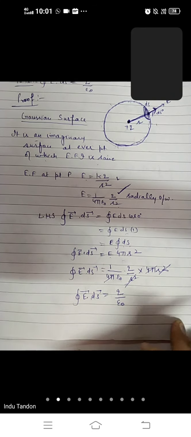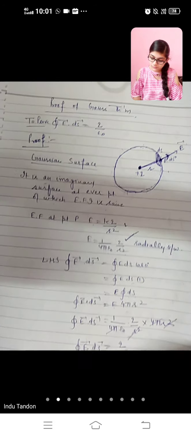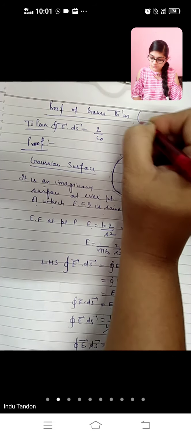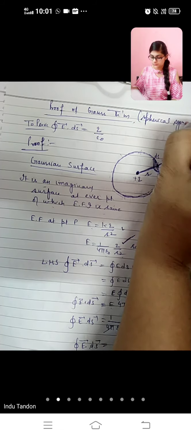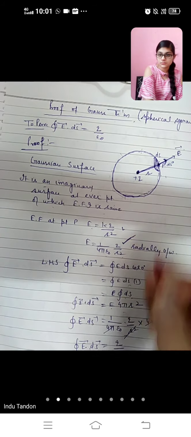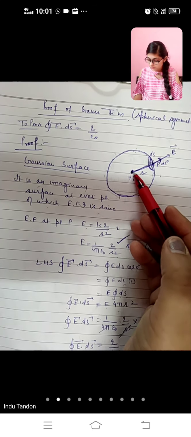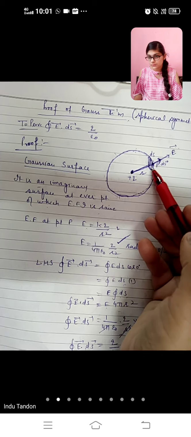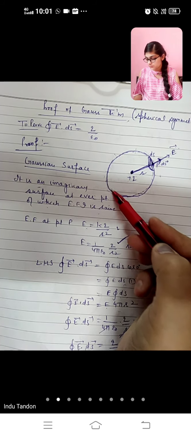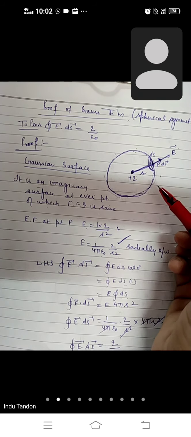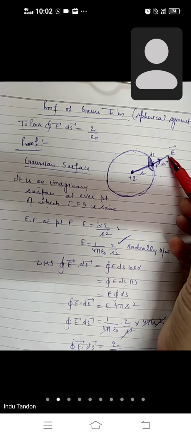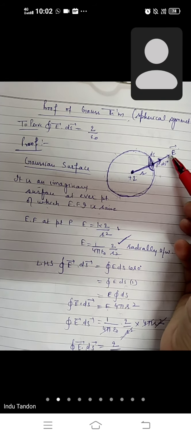Is it clear? This is only for spherical symmetry. The proof of Gauss theorem is only for spherical symmetry; that is what we have to do. It is only in your syllabus, not for other symmetry. This is the plus Q charge. Due to this, the field is radially outward. What is the shape of the Gaussian surface? It is spherical. E is outward. Himanshu, is it clear? Roll number 25, is it clear?